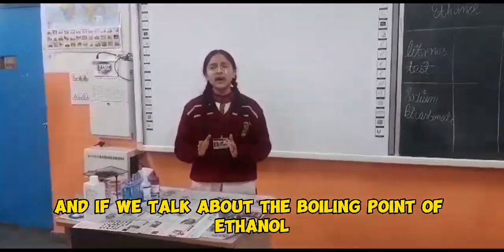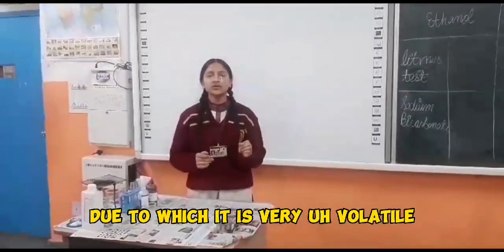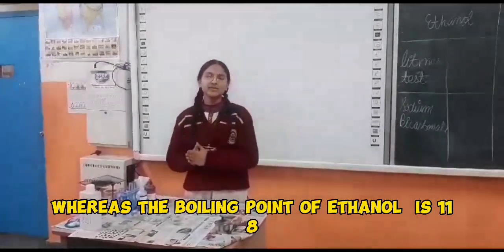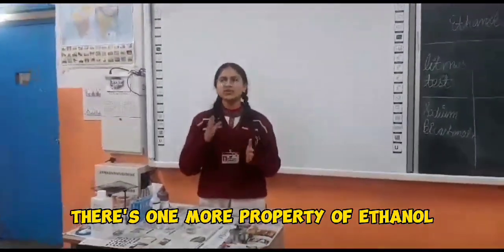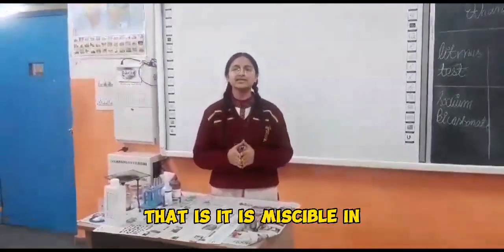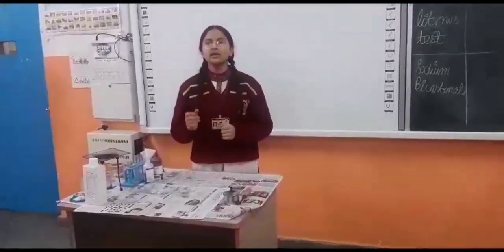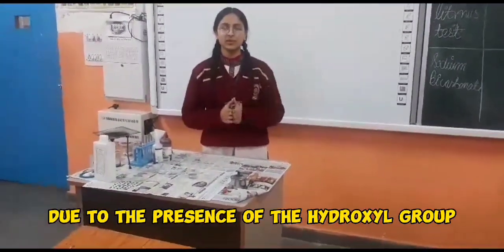If we talk about the boiling point of ethanol, it is 78 degrees Celsius, due to which it is very volatile, whereas the boiling point of ethanoic acid is 118 degrees Celsius. There is one more property of ethanol: it is miscible in water in all proportions, and it is also a very good solvent due to the presence of the hydroxyl group.